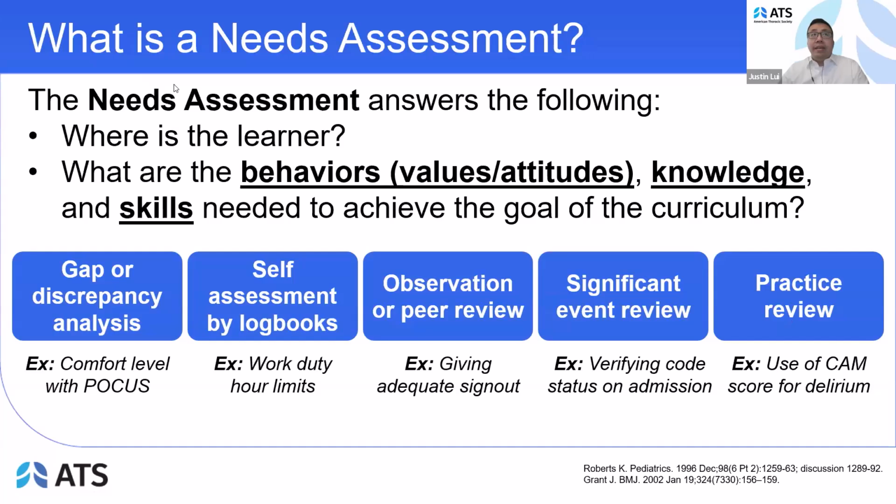These include a gap or discrepancy analysis, for example, comfort level with point of care ultrasound. Another one is self-assessments by logbooks, for example, work duty hour limits. Another one is observation or peer review, for example, giving adequate sign out. Significant event review is another method of needs assessment, for example, verifying code status on admission. And finally, there's practice review, for example, use of a CAM score for identifying delirium.